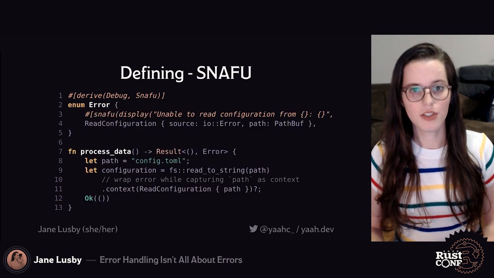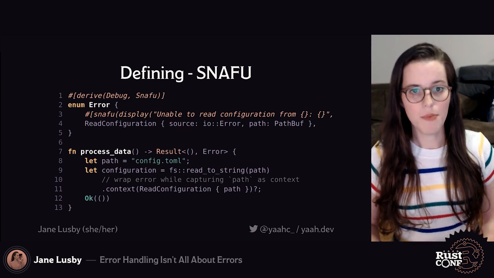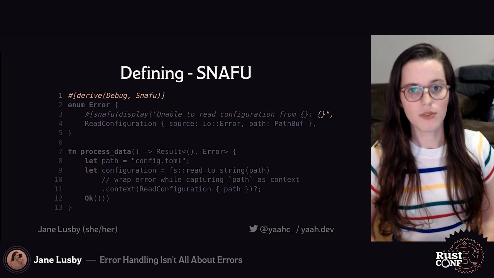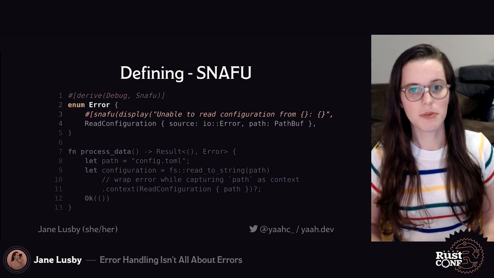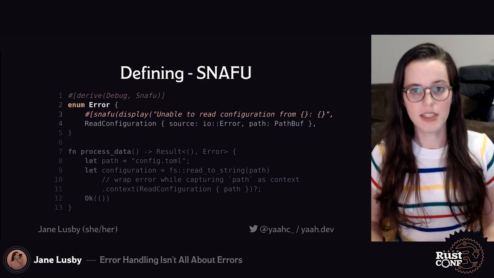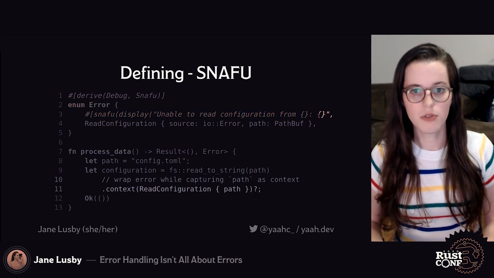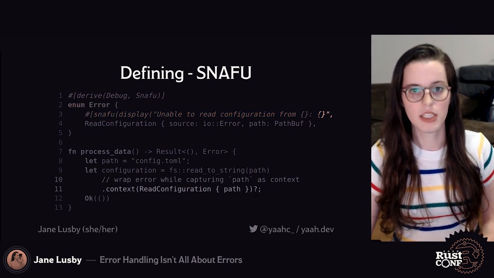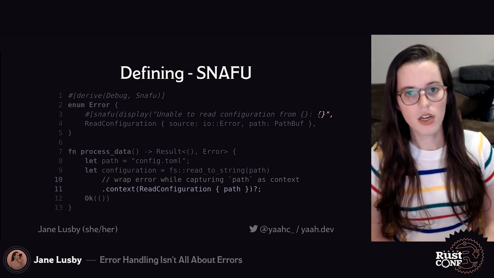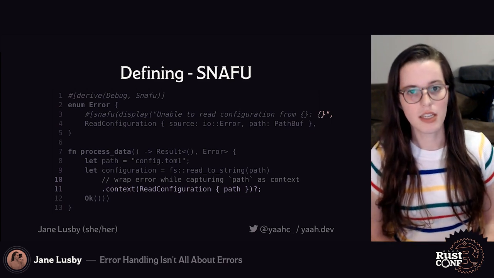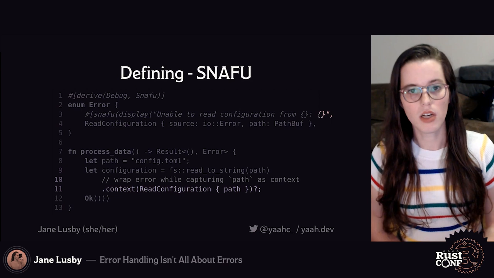Now, I'd like to move on to snafu. snafu is another error derive macro, much like thiserror. We use it the same way. We add the macro to our derive attribute, and we use some custom attributes to implement Display. The main difference is that snafu also has a special helper function called context to further reduce boilerplate when capturing context for error messages. The context function takes a result and a context selector struct, which is auto-generated by the derive macro.